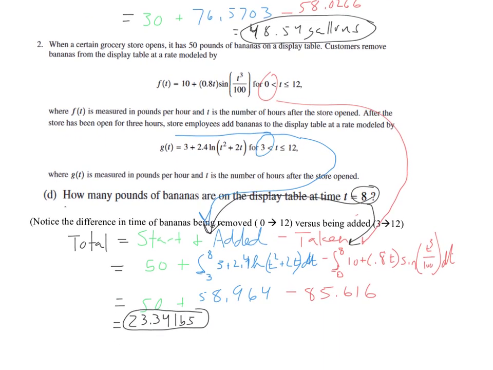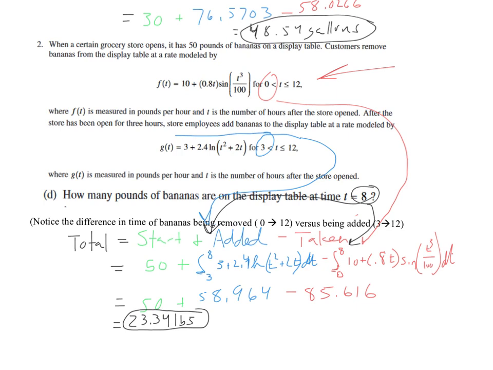For question number 2, this is a similar one. It's all about accumulation. In this case, it's kind of silly. There's an accumulation of bananas on a display table in a grocery store. So what we have here is the red rate, which is how quickly customers remove the bananas. And what's interesting about this one is the customers start removing the bananas as soon as the store opens. So at hour 0, when the store opens, they start removing them until 12 hours later when the store closes.